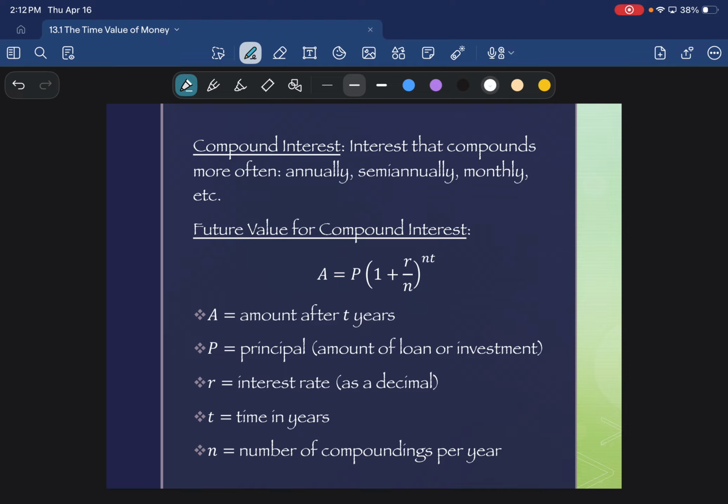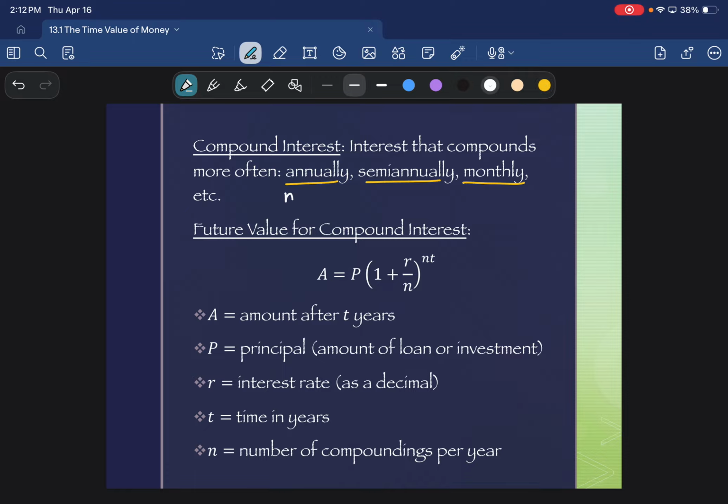Now most of the variables we've had are the same. A is the amount after 2 years. P is the principal, which is the amount that you're borrowing or investing. R is your interest rate as a decimal. T is your time in years. So the new one is n. N is the number of compoundings per year. That is determined by the language on how it's compounding. So here are 3 of them above.